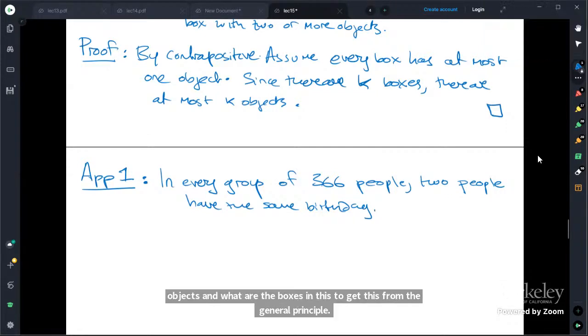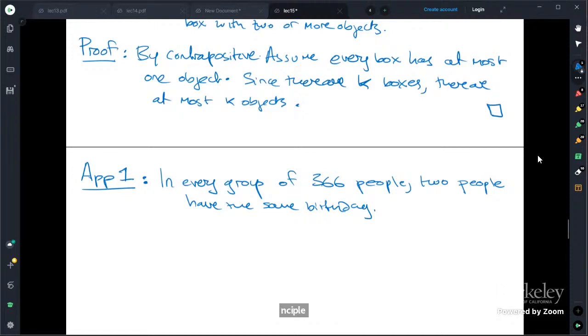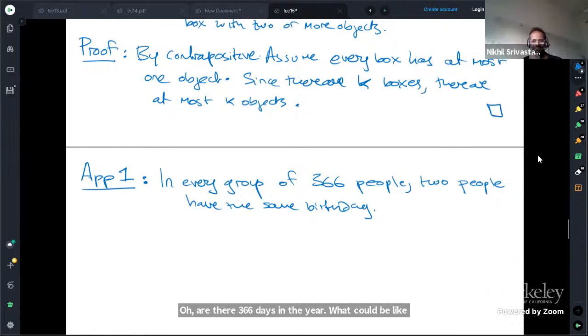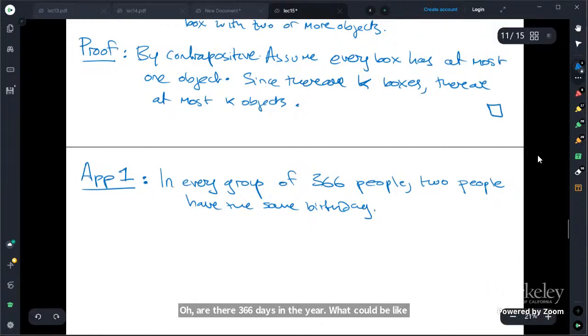Shouldn't it be 367? Are there 366 days in the year? Well, it could be a leap year. You're right. It could be a leap year. Okay, fine. You're right. So 367.